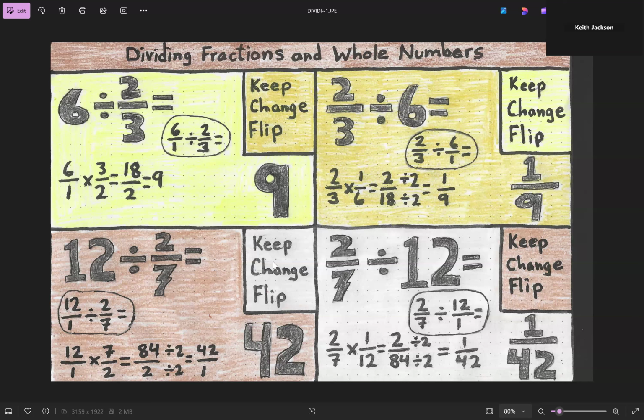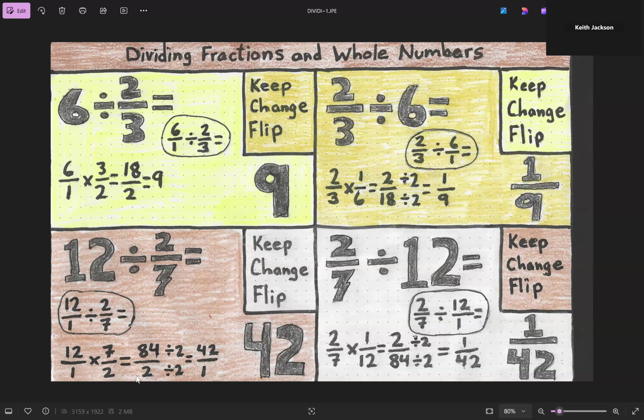And so keeping in mind, keep, change, flip. So let us rewrite 12 divided by 2/7 as 12 over 1 divided by 2/7. And from this point, we're going to keep, change, flip. We're going to keep 12 over 1. We're going to change division to multiplication, and we're going to write the reciprocal of 2/7, and we're going to write it as 7 over 2, multiplying across, and we have 12 times 7 will give us 84.